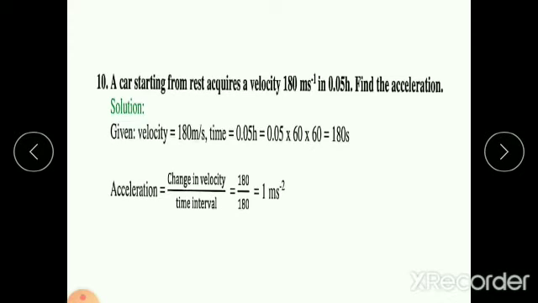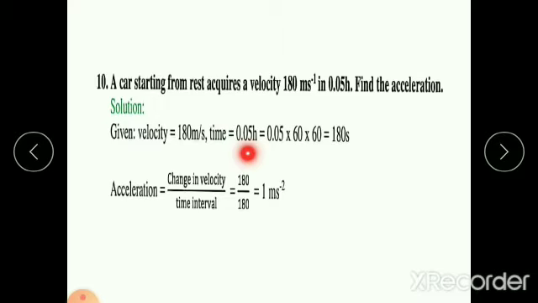The first one: a car starting from rest acquires a velocity of 180 meter per second in 0.05 hours. Find the acceleration. Whenever you are asked to solve a problem, first you have to write the given. Velocity is given, 180 meter per second, and time is given, that is 0.05 hours. Since velocity is in meter per second, the time also should be in seconds. So you have to convert hours to seconds.